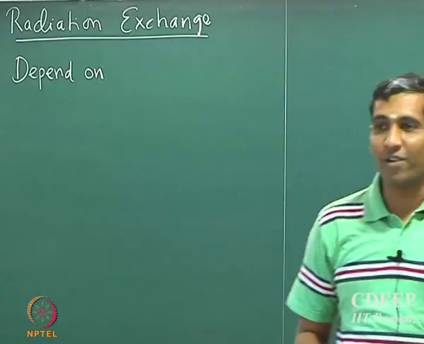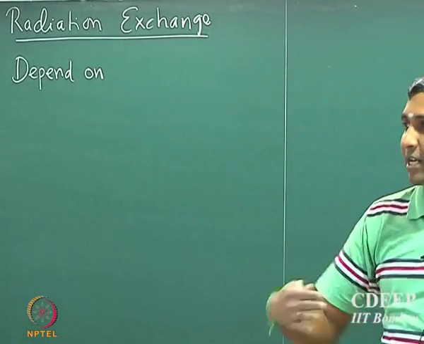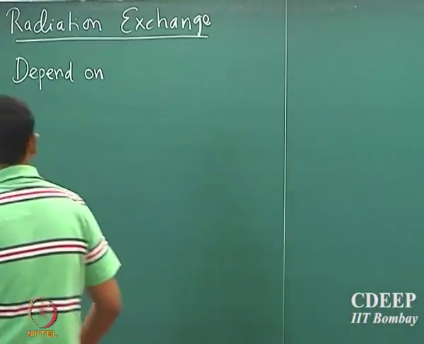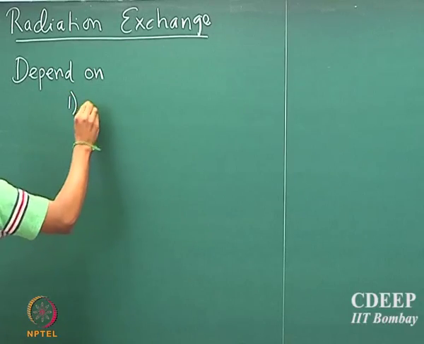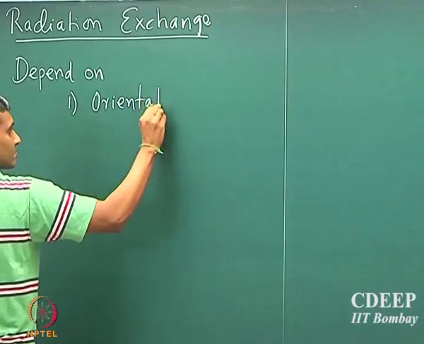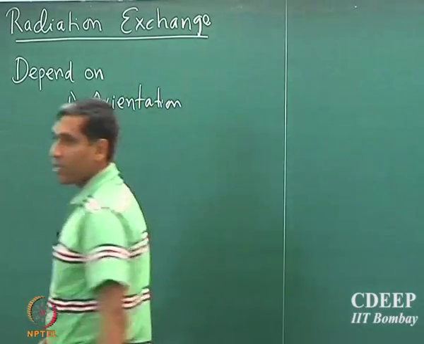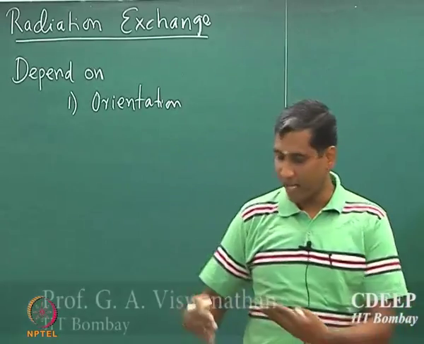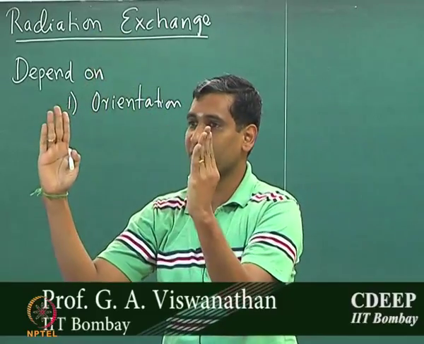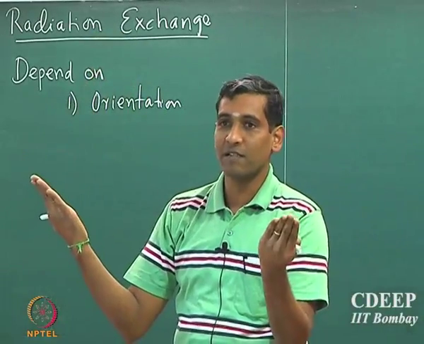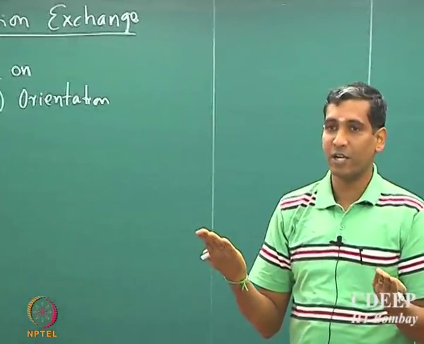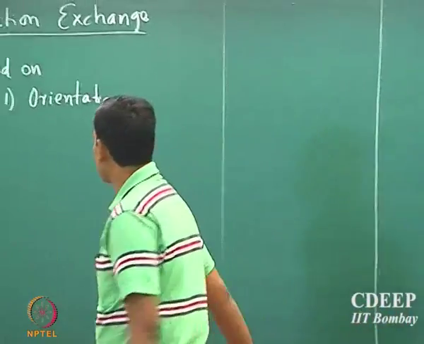The first one is obviously the geometric orientation. Depending upon the orientation of the objects, the radiation exchange is going to be different. For example, you might have objects facing perpendicular to each other, or objects facing parallel to each other. So depending upon the orientation between each other, the radiation exchange is going to be different.